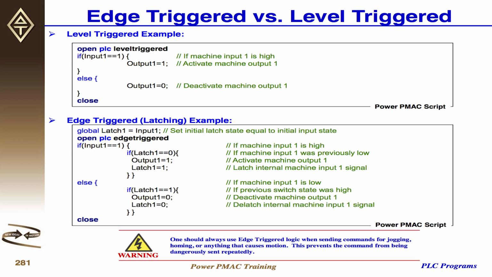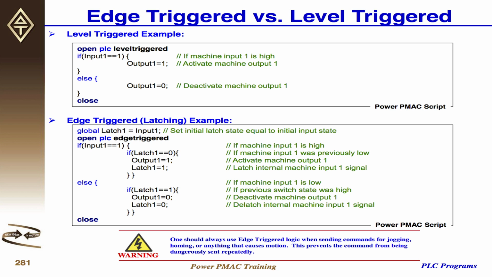But if you have a motion command in there, it could be very dangerous because you're saying, as long as this is high, continue to reiterate that motion command over and over and over. So if you do something like jog plus 100, jog colon 100 here, then it will continue to move the motor forward as long as this is true, which could be pretty dangerous and may not be what you expect.